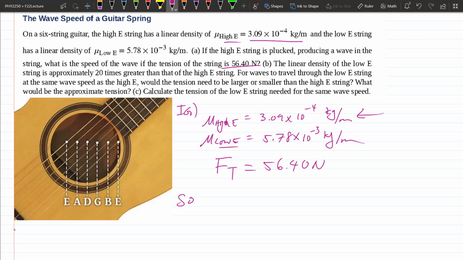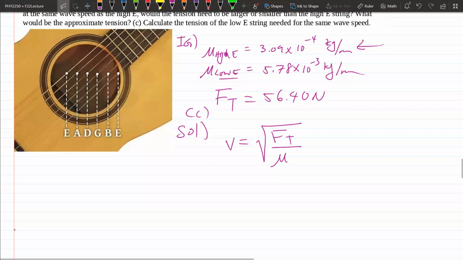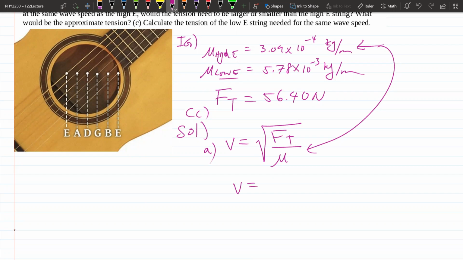To find the answer, you could write Newton's second law, but we're just going to use this equation, where the speed of the wave is the square root of the tension divided by the mass density. In this case, we use the mass density of the high E string because that's what part A asks us to do. We calculate 56.4 divided by 3.09 times 10 to the negative 4, all square rooted. The speed of the wave on the string is 427 meters per second.